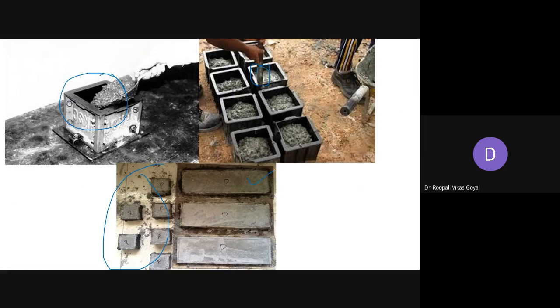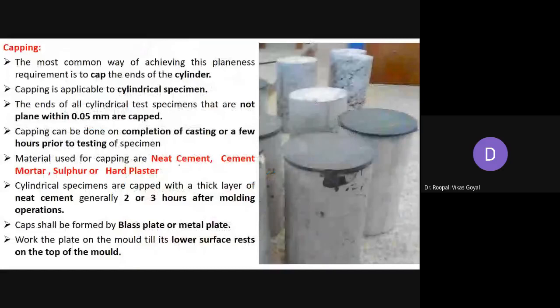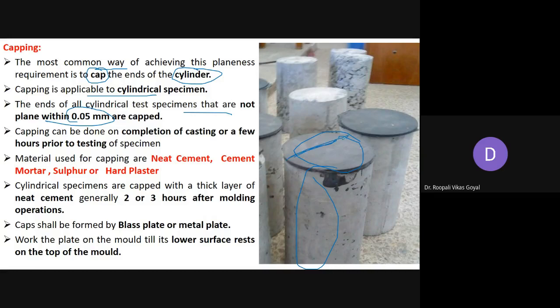So here basically this beam is shown, that is generally useful for the flexural strength, but this cube specimen can be utilized for the compression test. Next is capping. Basically you have to understand that this capping is related to plainness of the surface, and generally capping is the common way of achieving the plainness requirement, which is needed for the cylindrical specimen. So you can say that it is only applicable to the cylindrical specimen, not the cube specimen. Generally the ends of all cylindrical specimens that are not plain within 0.05 mm have to be brought to a particular level of plainness.